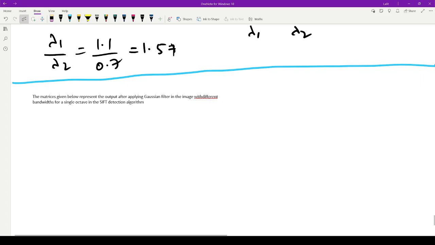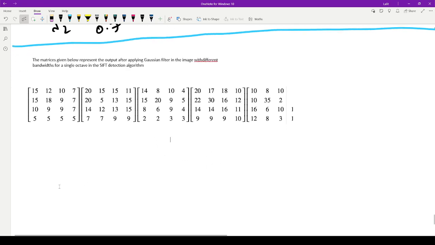You are given a bunch of matrices out here. Yeah. I will just write it. 8. This is 8. 10. This is 10.